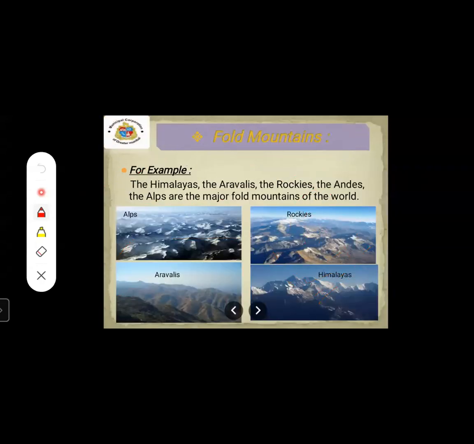Then, for an example of fold mountains, students, the Himalayas, Aravalis, Rockies, Andes, and the Alps are the major fold mountains of the world. These are the images.